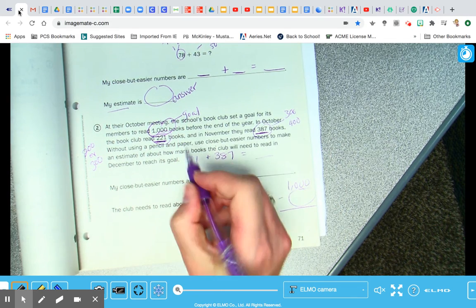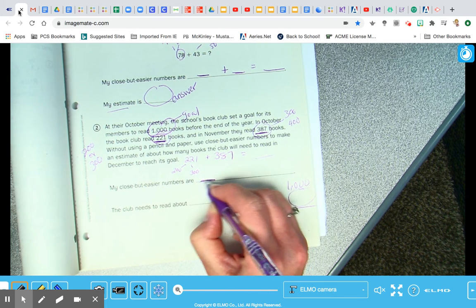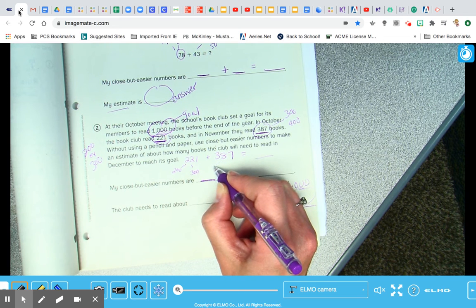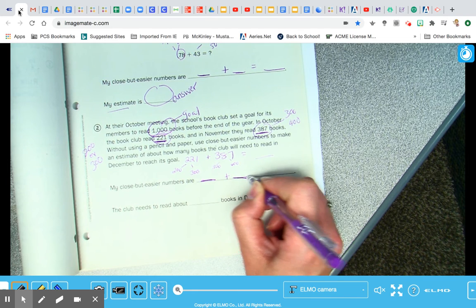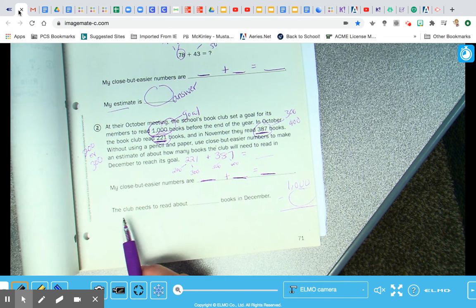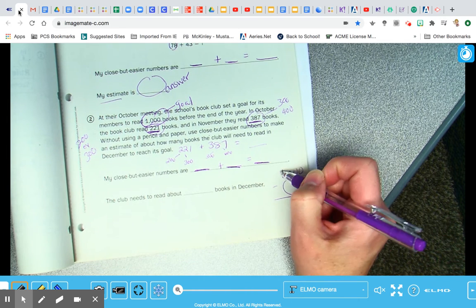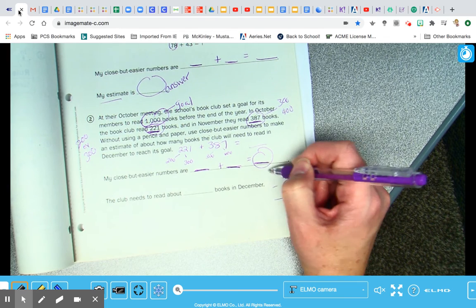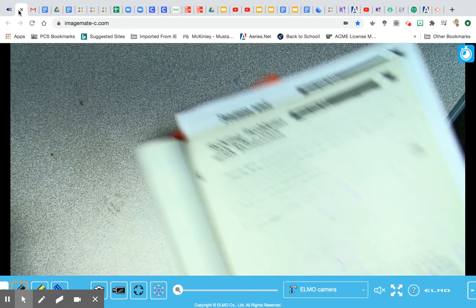Is 221 close to 200 or is that close to 300? You're going to write that right here. Is 387 close to 300 or is it close to 400? You're going to write that right here, and find your answer. It says the club needs to read about blank books in December. So what you need to do is take that 1,000 goal and subtract this answer. Then you'll get your answer that goes here, by how much they still need to read. Because I don't think they have read 1,000 books yet. They're getting there, but not yet. Okay, so that is your home link.